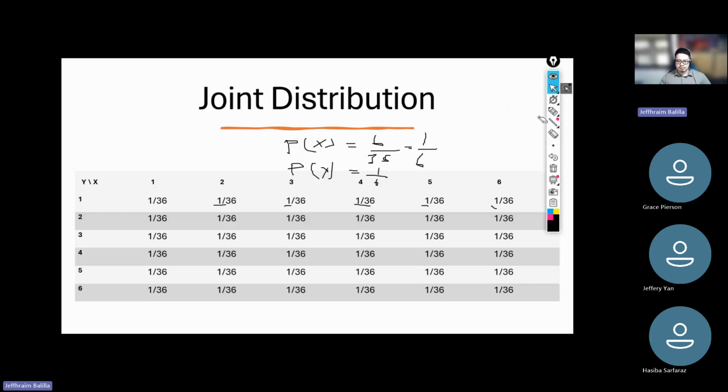So all those combinations together, if you sum them up, each would be 6 out of 36. So it will be 6 times 6 over 36, right? And that is just equal to what we're looking for. That is 36 over 36, which is equal to 1. Do you follow?